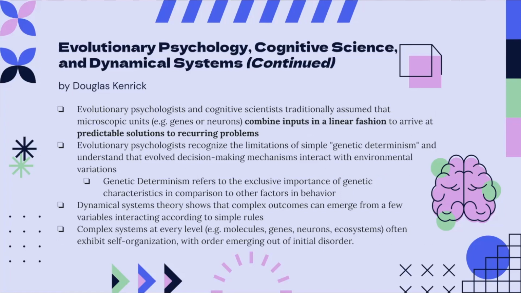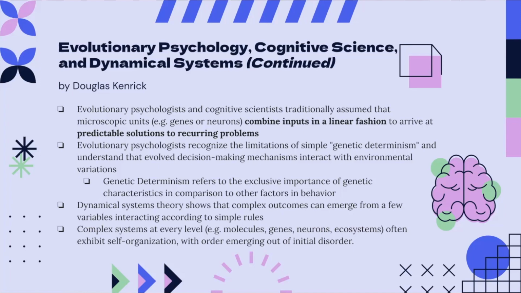Evolutionary psychologists and cognitive scientists traditionally assume that microscopic units, such as genes or neurons, combine inputs in a linear method to arrive at predictable solutions to recurring problems. So evolutionary psychologists recognize the limitations of simple genetic determinism. And if you don't know what genetic determinism is, it's okay, I did not either. Genetic determinism refers to the exclusive importance of genetic characteristics in comparison to other factors in behavior. So, the limitations of simple genetic determinism, and understand that evolved decision-making mechanisms interact with environmental variations.